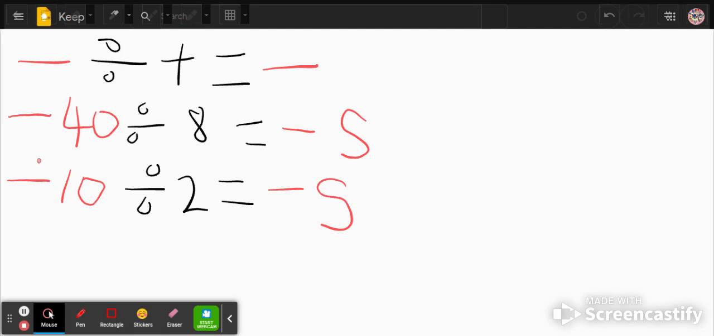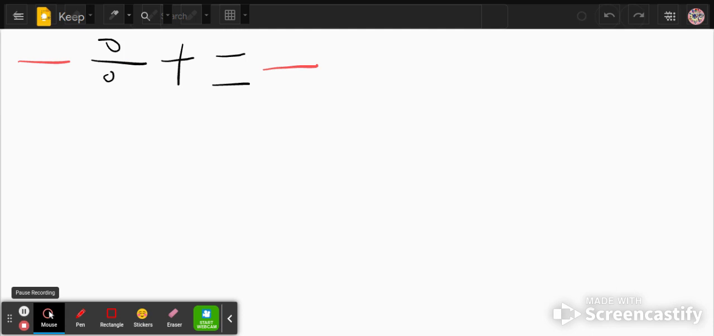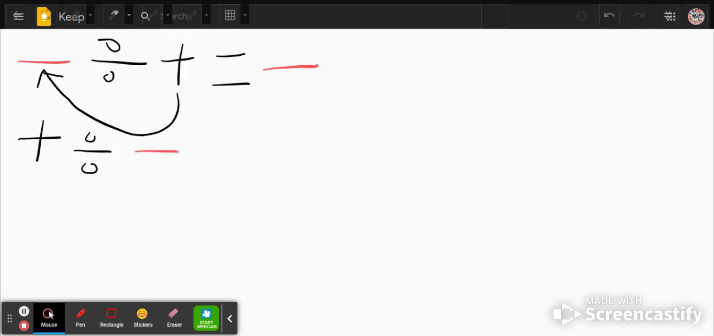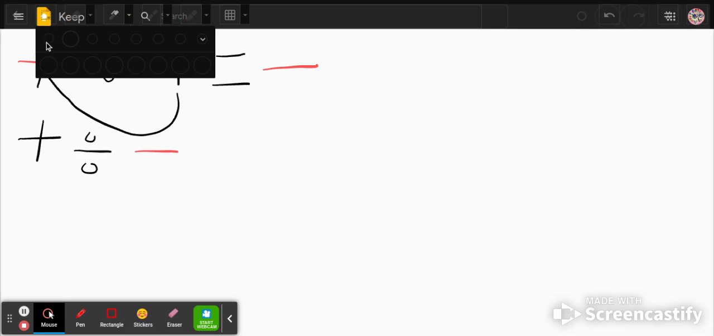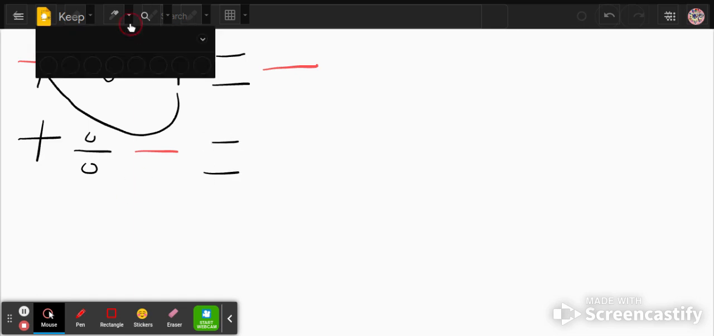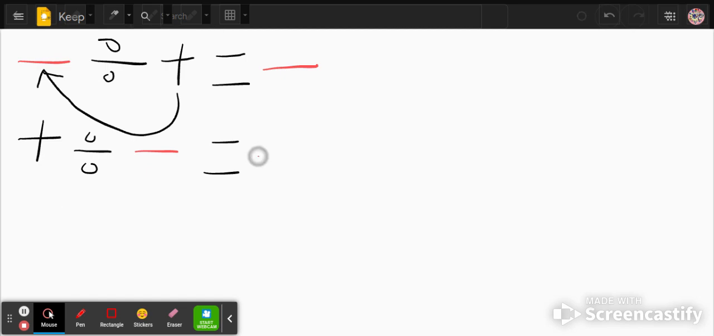So let's go to another rule. If the signs were flipped around, and you're wondering what a positive number being divided by a negative number would equal, just know that the answer will still be negative. So a positive number being divided by a negative number also will give you a negative answer.